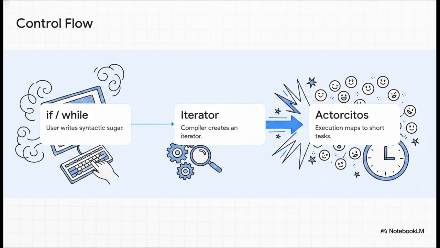Let's demystify how this control flow actually works. Step 1, as a developer, you might write an if or while statement because, yes, those do exist in Merg-E just to aid adoption. But in step 2, the compiler peels that syntactic sugar right back. It translates your while loop directly into a structural iterator. Then, step 3, that iterator maps the execution to small, ephemeral units called actor-citos. So basically, the control flow concepts you're used to are actually just macros built to prevent deep nested logic and force your code into bite-sized, schedulable tasks.